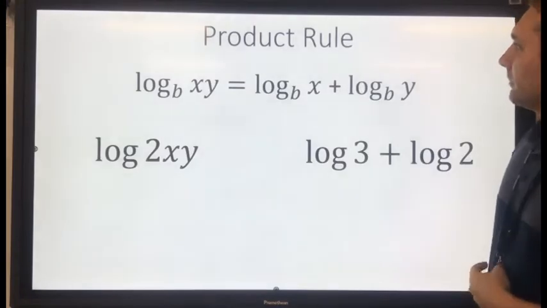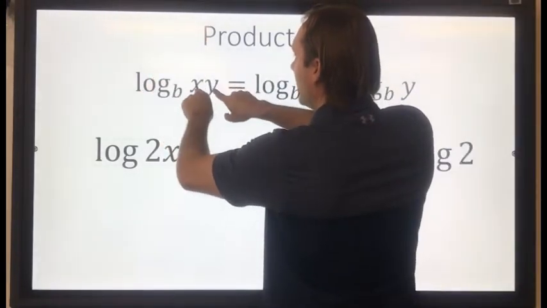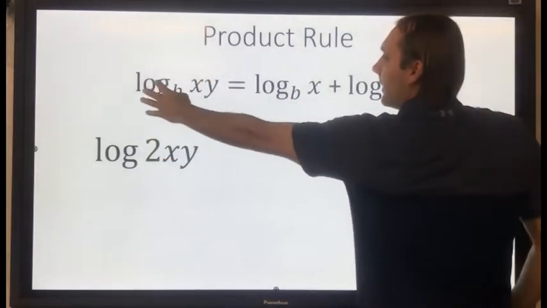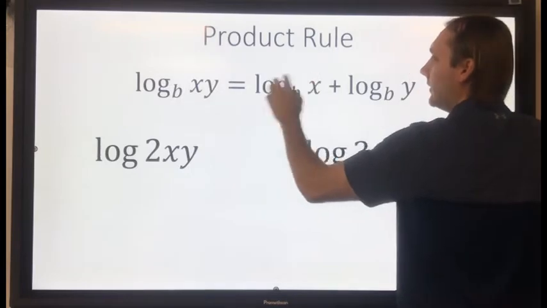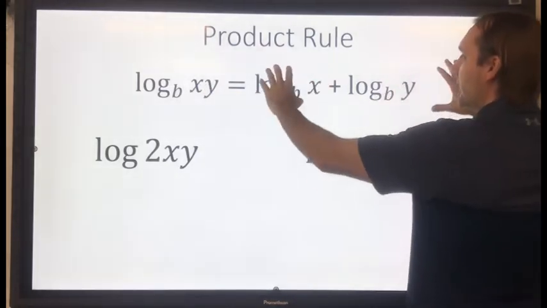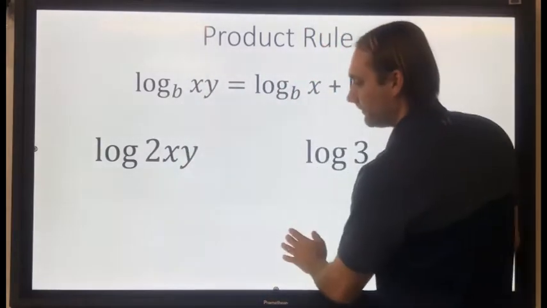Here's an example of the product rule. So again, inside of my log, I have x times y. If I want to expand this out, I can expand this to log base b of x plus log base b of y. And if you want to go the opposite direction, as long as they have the same base, you can bring them together under multiplication.